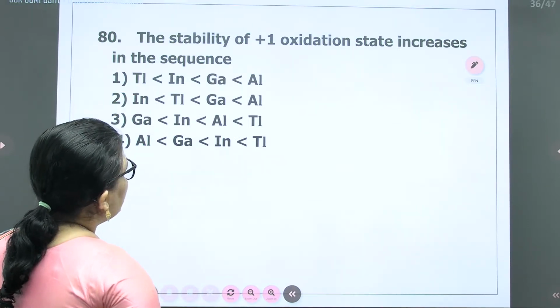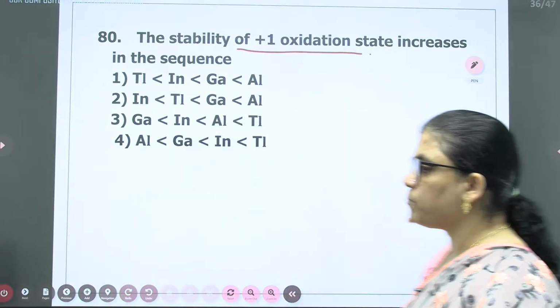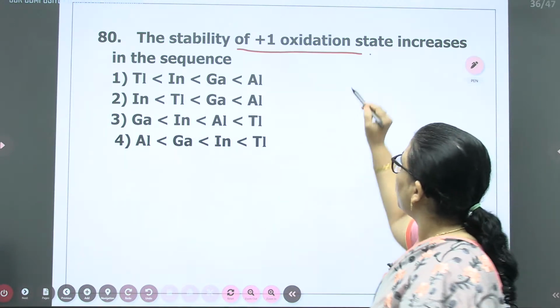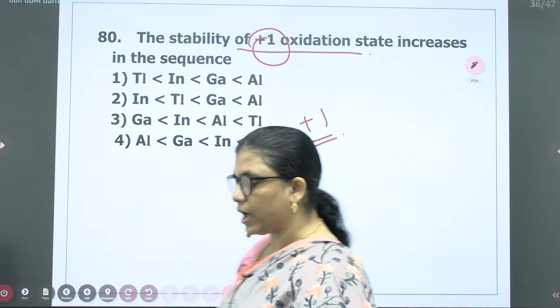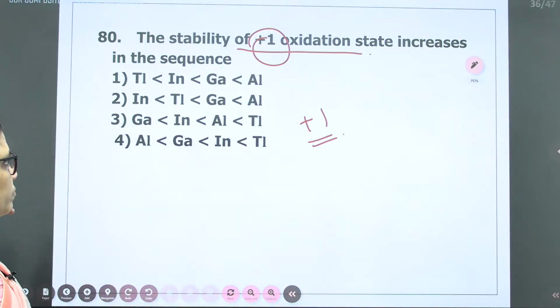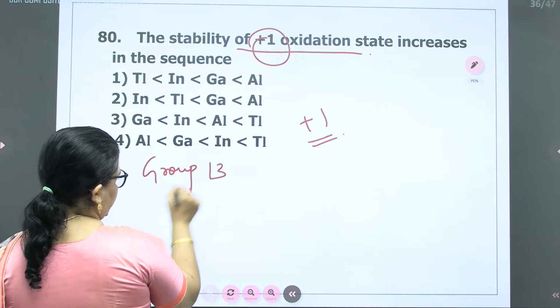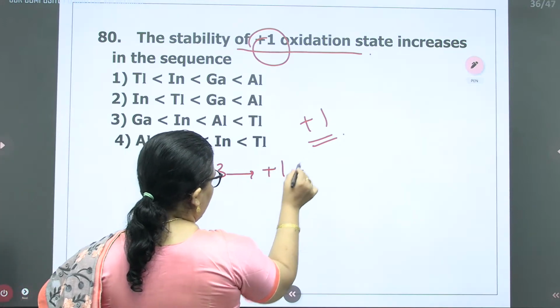80. The stability of the +1 oxidation state. What they said: the stability of the +1 oxidation state is going to increase in the sequence. The simple reason we can write is with respect to group 13. All these are group 13 elements. Group 13 elements will show oxidation states +1 and +3.